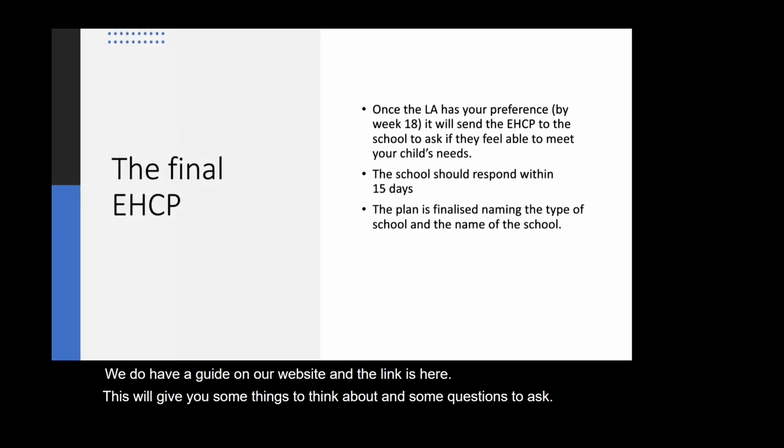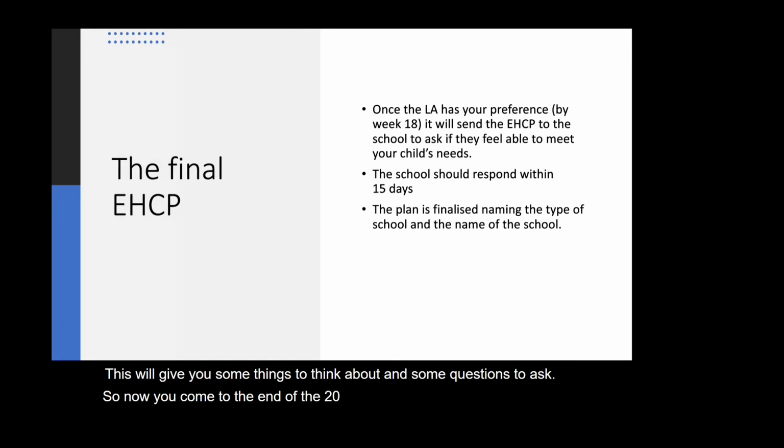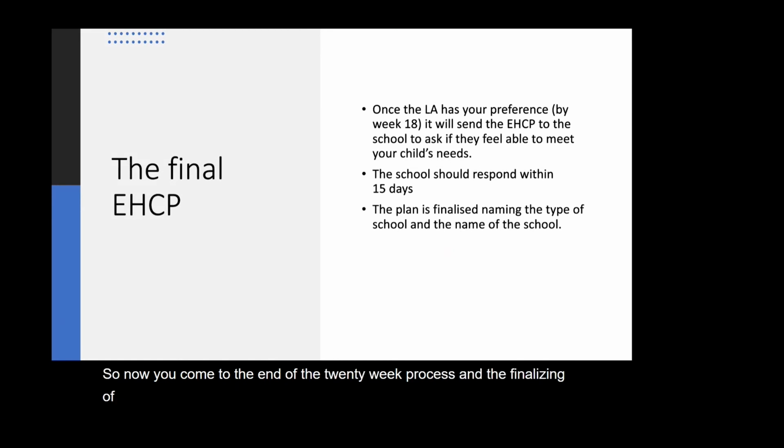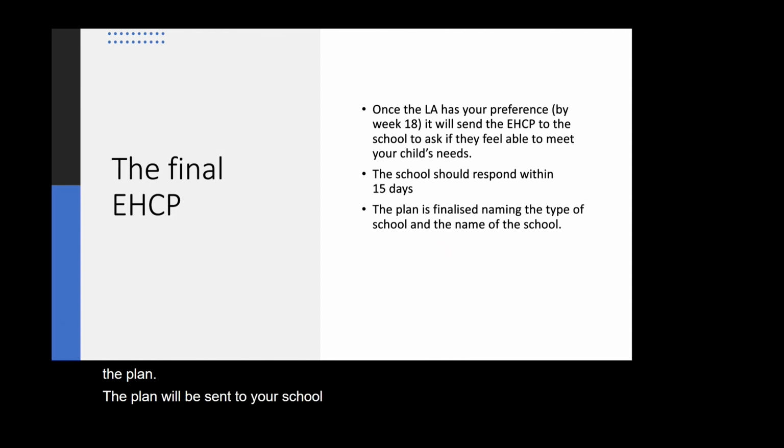So now you come to the end of the 20-week process and the finalising of the plan. The plan will be sent to your school of preference, and they should respond within 15 days. And then the plan will be finalised, and this will name both the type of school and the name of the school.